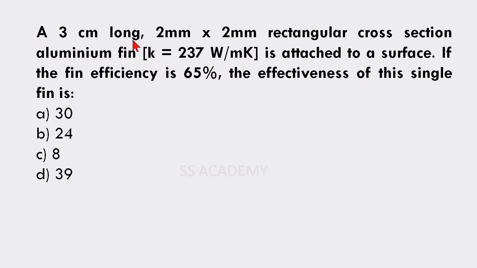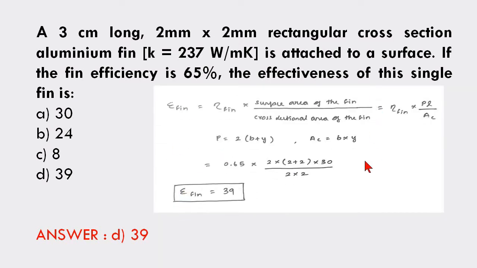A 3 cm long, 2 x 2 mm rectangular cross section aluminum fin, thermal conductivity K equal to 237 watt per meter Kelvin, is attached to a surface. If the fin efficiency is 65%, the effectiveness of this single fin is 30, 24, 8, 39. The answer is option D, 39. Here the solution is given.